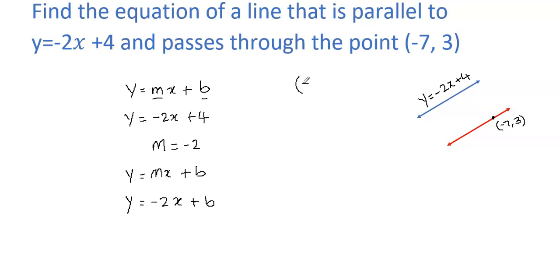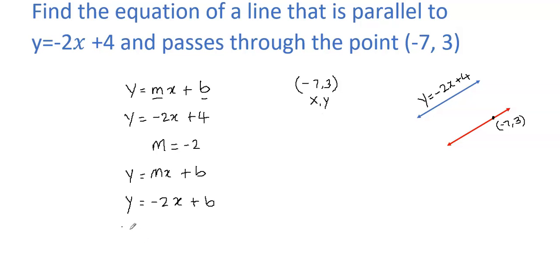Let me write this point here, (-7, 3). Since this is an ordered pair, I can write it as (x, y). Since this point is on the line, this line is passing through the point (-7, 3), that means it should satisfy the equation of my line. If I plug in x equals negative 7 and y equals 3 into my equation, it should make my equation true. So I'm going to plug in y equals 3 and x equals negative 7 and solve this equation for b.